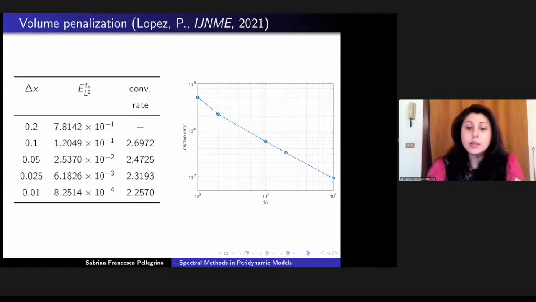However, we perform a simulation to study the behavior of the solution as the penalization factor goes to zero. So in the plot on the right, we plot the relative error as function of the inverse of the penalization factor, and we find a decreasing behavior as the penalization factor goes to zero.